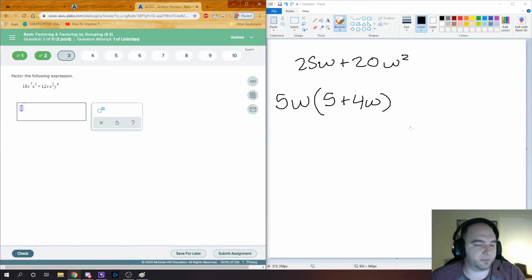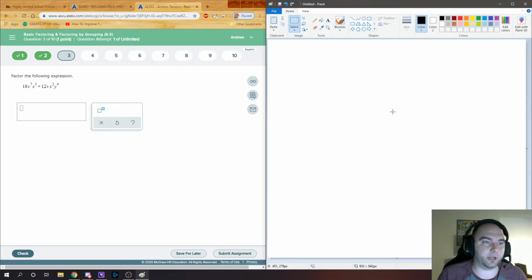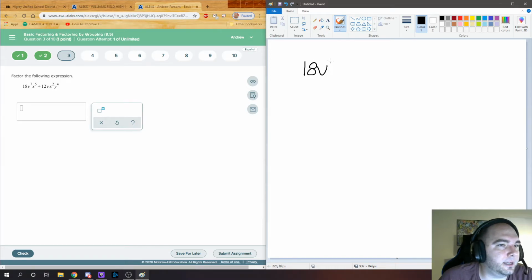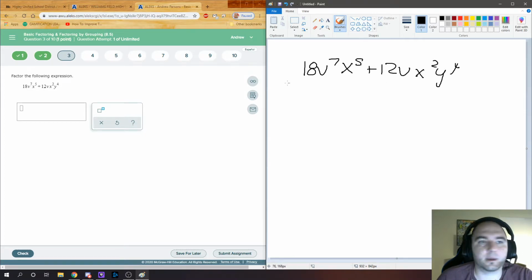On these next problems, it's still got 2 terms for us, but the terms are increasing in difficulty because they have multiple letters now. So let me write this guy down. 18v to the 7, x to the 5th, and 12v, x squared, y fourth. Okay, so based on the numbers, 18 and 12 are divisible by 6. Now v to the 7 is in the first guy, but there's nothing in the second one, so I actually can't divide out anything with a v. So I'm going to leave that where it is.